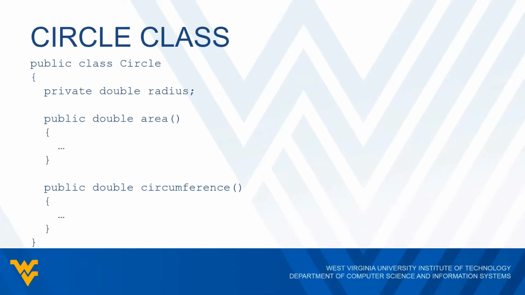So here's the class that we just talked about. We start by having public class Circle. This line gives us the declaration of our class. We have our attribute, the radius, defined as a double. And then we have our two different methods: area and circumference. We didn't put the full definitions in here, but this would be the structure of our class.